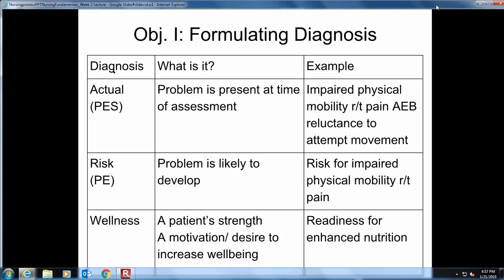An actual diagnosis means the patient has the problem. So for example, the patient has a headache right now. So the diagnosis would be acute pain related to complaints of globalized headache, as evidenced by rates pain as 8 out of 10. An actual diagnosis must be in PES format, so it includes the problem, what contributes to the problem, and the signs and symptoms of the problem.